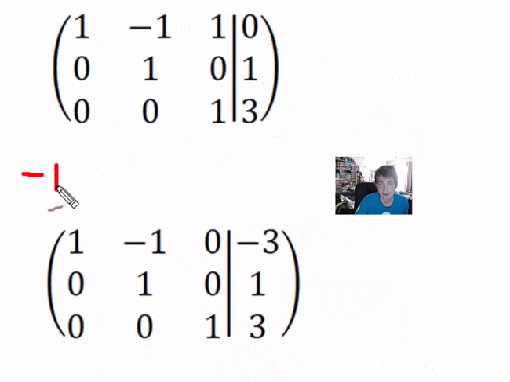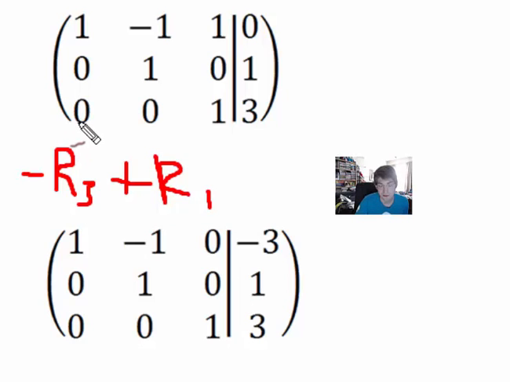If I take negative row 3, add that to row 1, I get negative 0, or just 0, added to 1, giving me 1. Negative 1 times 0, again, still 0. Adding that to negative 1 leaves me with negative 1. Negative 1 times positive 1, adding that to positive 1, which gives us 0. Negative 1 times 3, negative 3, plus 0 giving us negative 3.